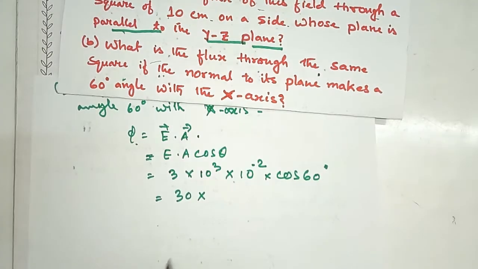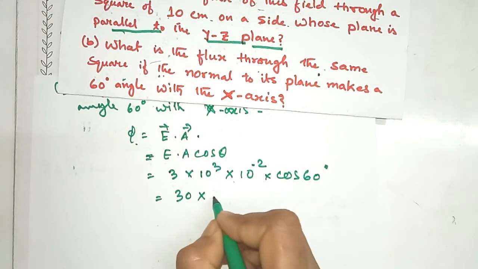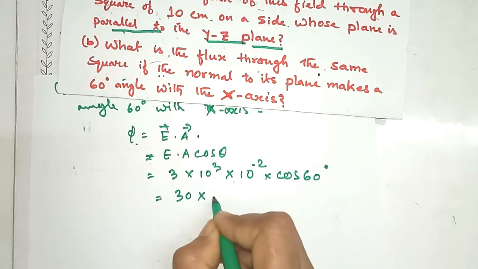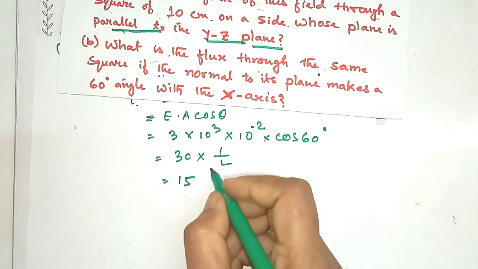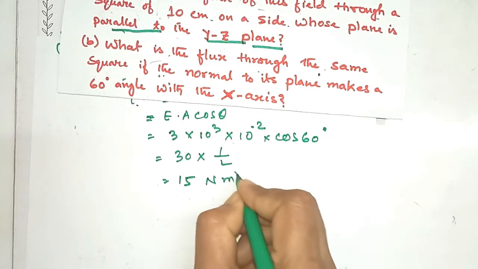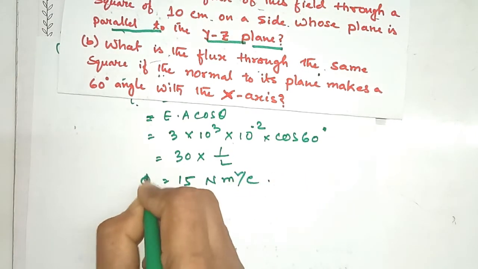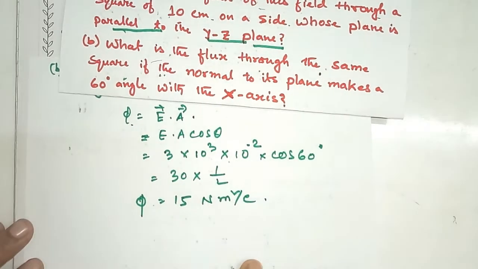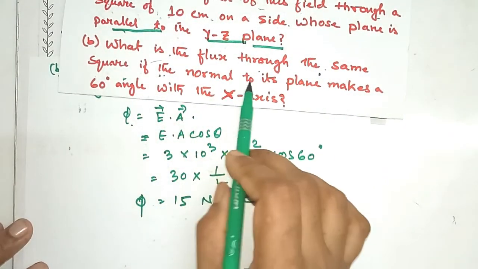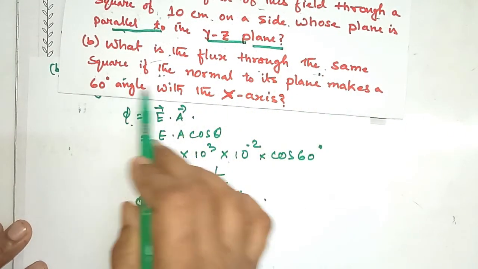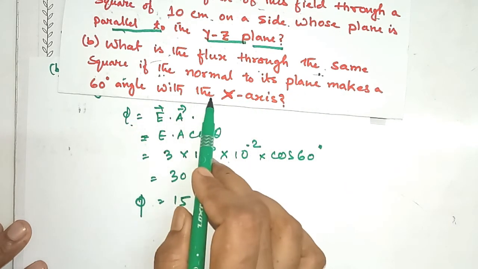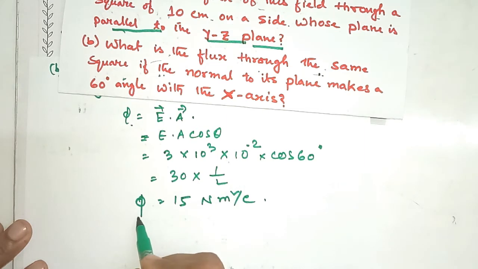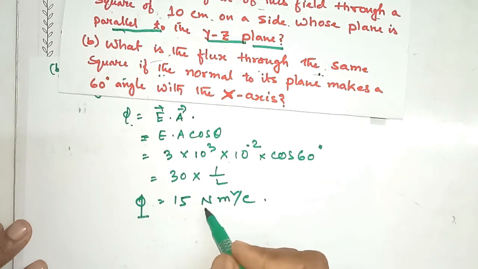So which is 30 into cos 60-degree, का वैल्यू है हाफ, so which is 15. So 15 Newton meter square per coulomb. This is the value of phi. So this phi is for the flux through the same square if the normal to its plane makes an angle 60-degree with the x-axis. So this is the value of phi for the angle 60-degree.